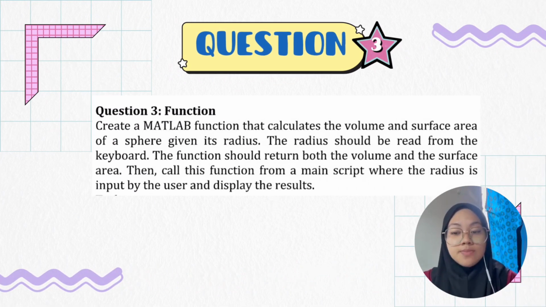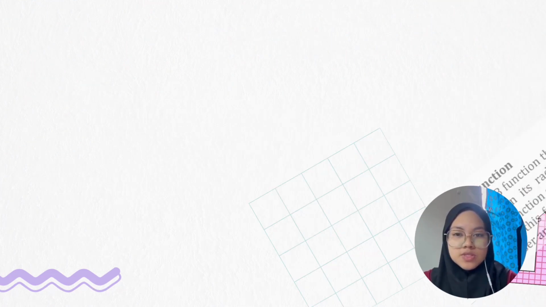Question number 3 is about function. The given question is to create a MATLAB function that calculates the volume and surface area of a sphere given its radius. The radius should be read from the keyboard. The function should return both the volume and the surface area. Then call this function from a main script where the radius is input by the user and display the result.